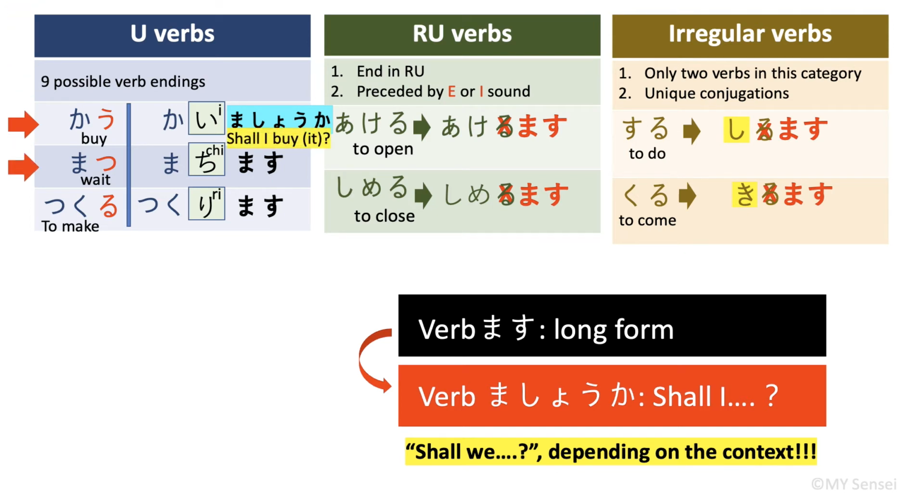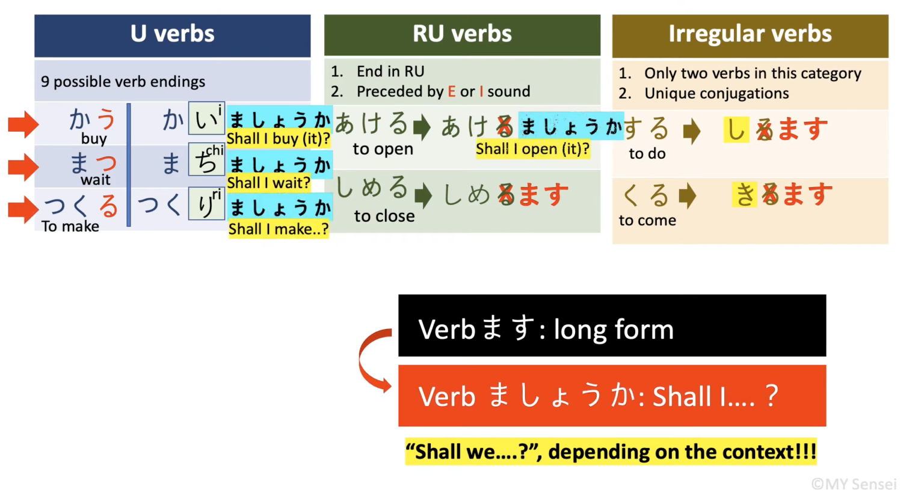待ちます means I will wait. And 待ちましょうか means shall I wait. You can add mashoka to the rest of the verbs here to offer your help or service.